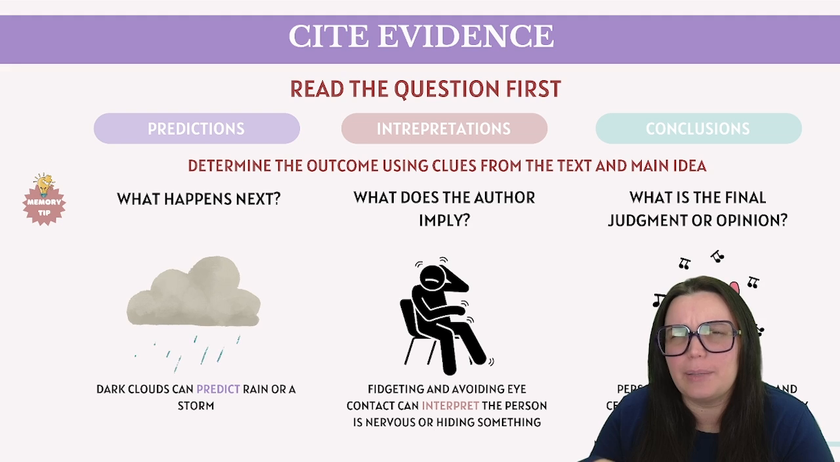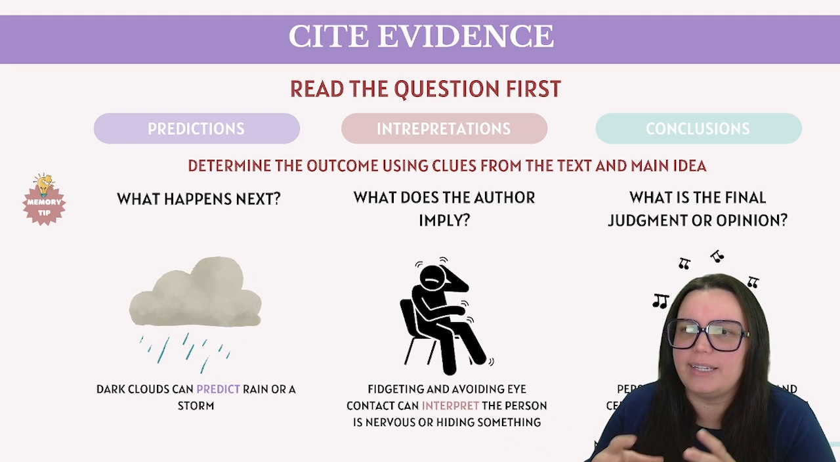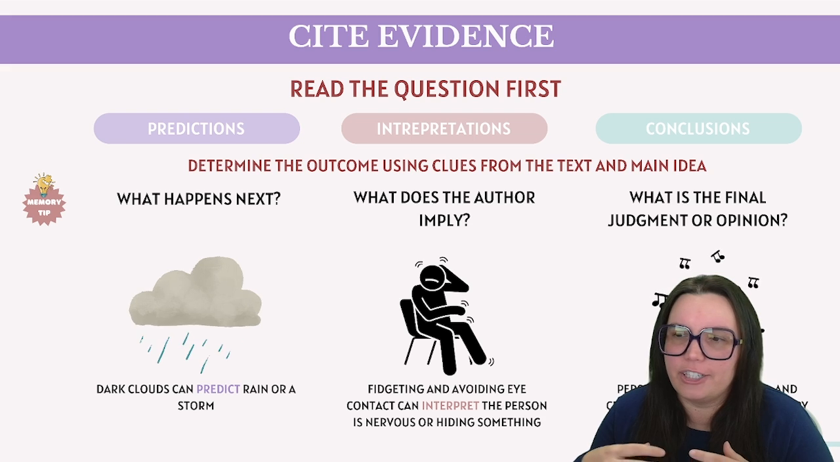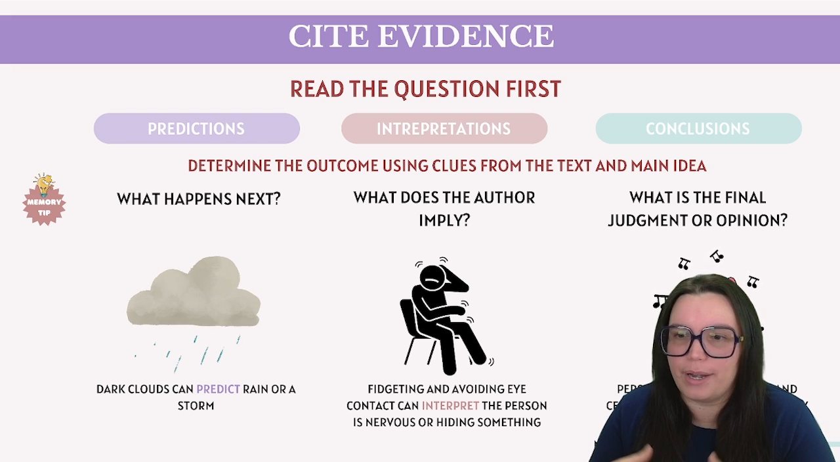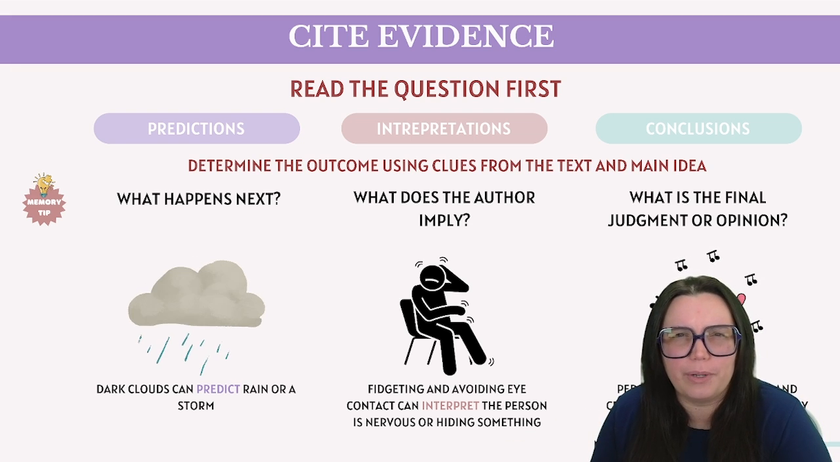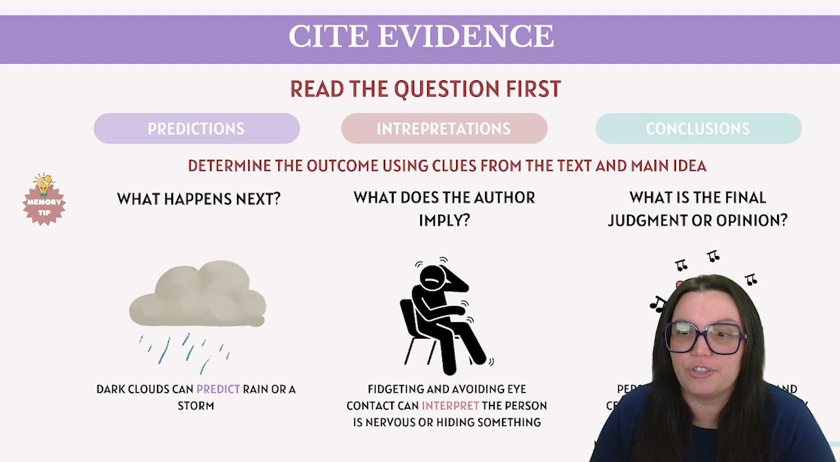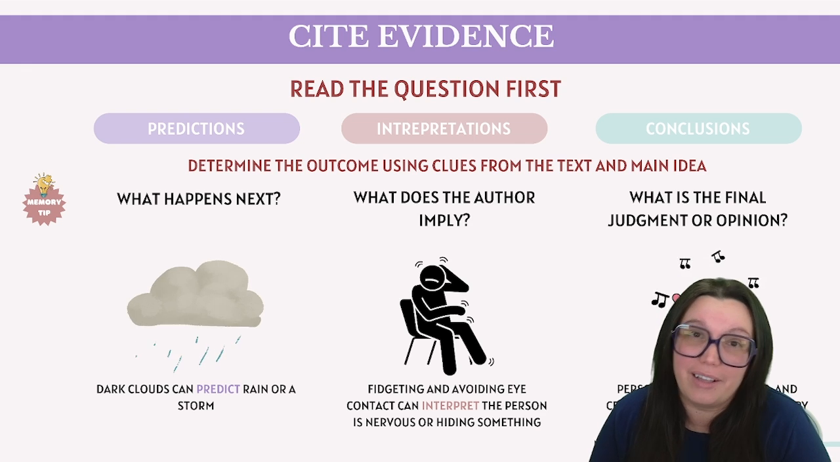Next up, we have interpretations. So think of this as like being a psychologist and understanding the deeper meaning that the author is trying to imply. So say a character in the text keeps fidgeting and avoiding eye contact. You might interpret that as they're being nervous, or they could potentially be hiding something. It's like noticing a friend's body language in real life and understanding that they're most likely anxious.